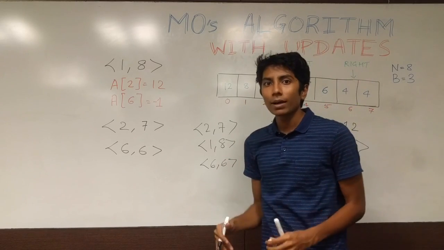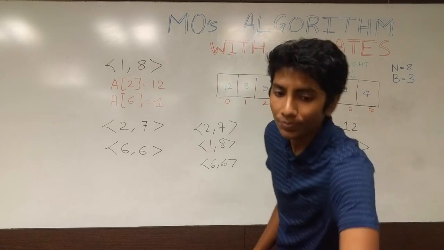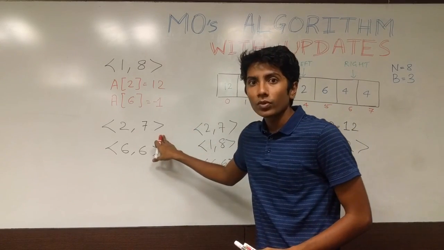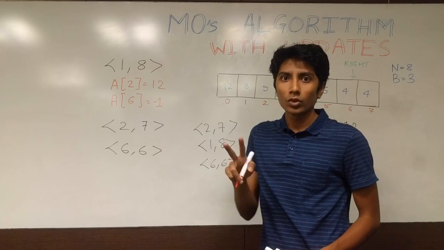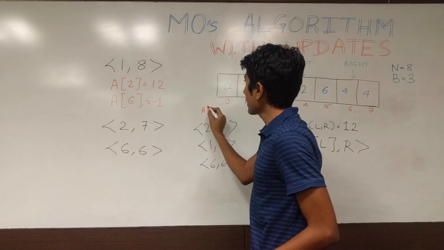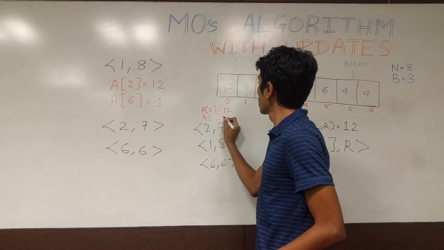If you want to squeeze in updates, we have to do something a little brute forcey. So that is, squeeze in updates like this. At 2, 7, how many updates had happened? 2. So those two updates will be done first. So we'll set A2 to 12 and A1 to -1.